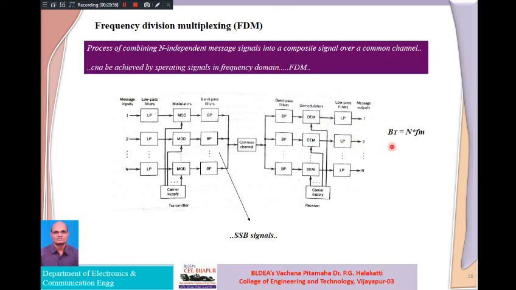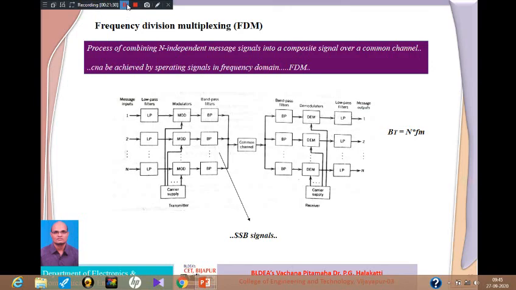So in this way, we can easily guess the total bandwidth: with n different channels or message signals, each of bandwidth FM, that much bandwidth is required to transmit. Even though we are multiplexing by allocating different frequency bands to all SSB signals, it requires n times FM of bandwidth. So this is the main concept, how we have to explain the operation of frequency division multiplexing. Now we'll stop.